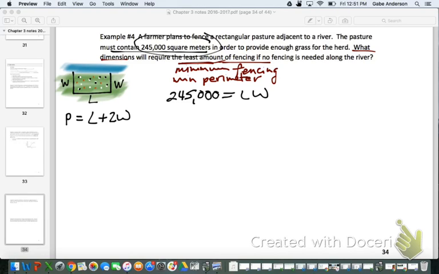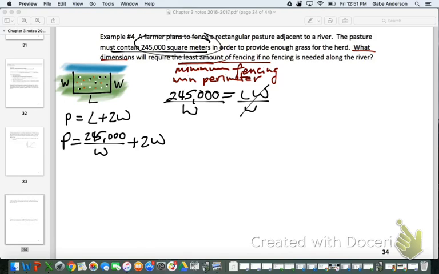I think what I will do is try to get rid of the L in the other equation. So I'm going to divide both sides by W. So L equals 245,000 over W. So I can then go to the other one and substitute in for the L with that. So it would be P equals 245,000 over W plus 2W. Now we have a much happier thing because P is written only in terms of W. I can just straight up differentiate this without being concerned about multiple variables.